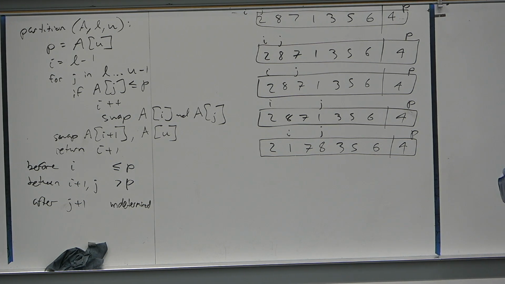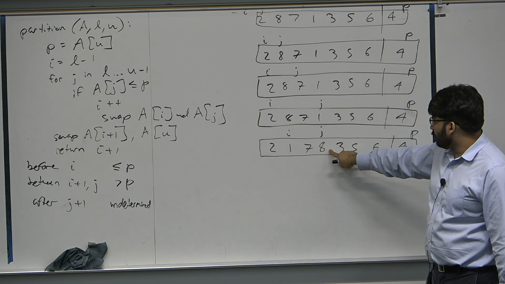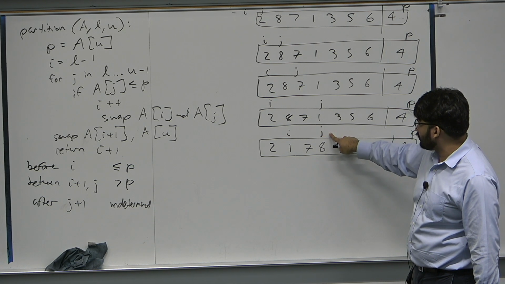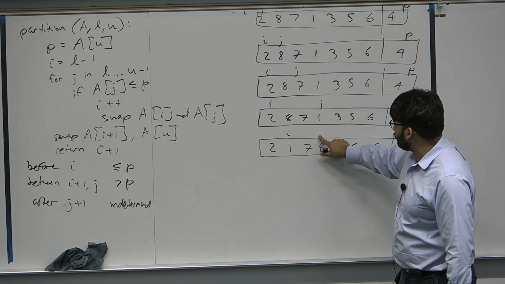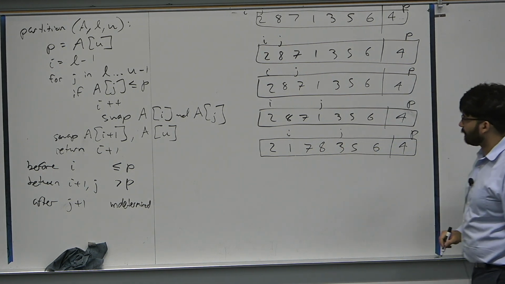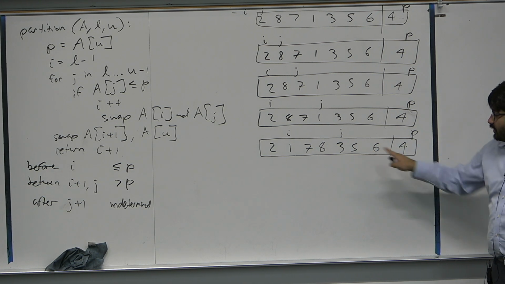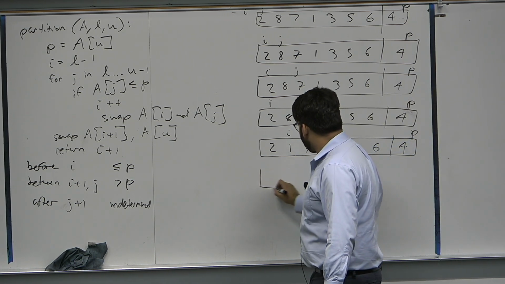Right? Is 8 less than or equal to P? Wait, we did I++, we said J was here, we swapped it, and now we're at the next loop. So in fact, J gets incremented, right? Yes, okay. Question so far? Okay. Is 3 less than 4? Okay, so we're going to increment I.